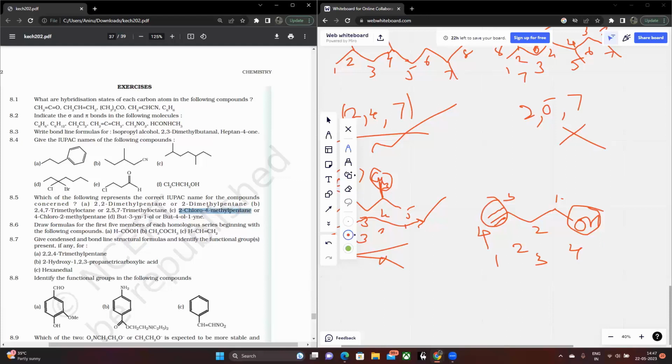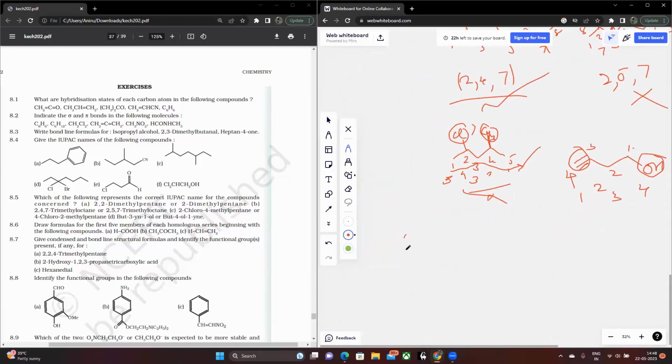Again, this is correct. I think I forgot to highlight this. This nomenclature is what is correct. This is wrong because alcohol has precedence over an alkyne. If you see the rules, the principal functional group gets the lower locant. That takes care of 5.